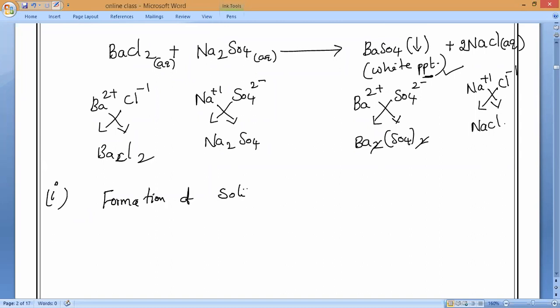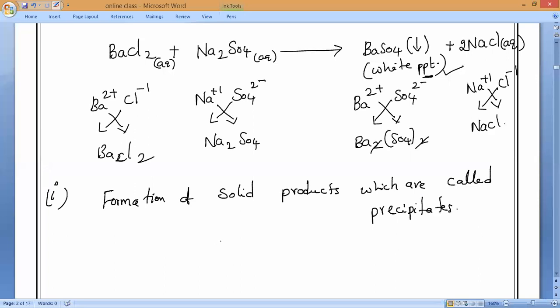Formation of solid products. What is that called? Solid products are called precipitates. Understand everybody? So all these double displacement reactions, whenever you are getting a precipitate, we can also call it a precipitation reaction.